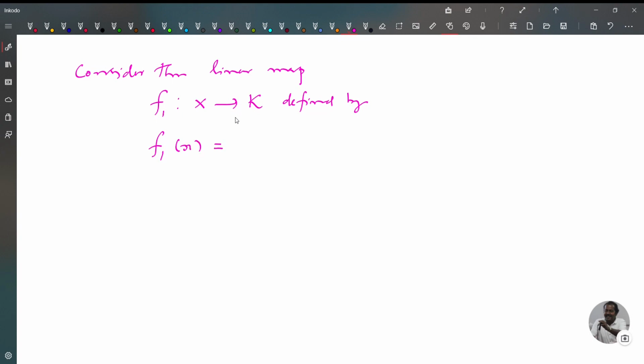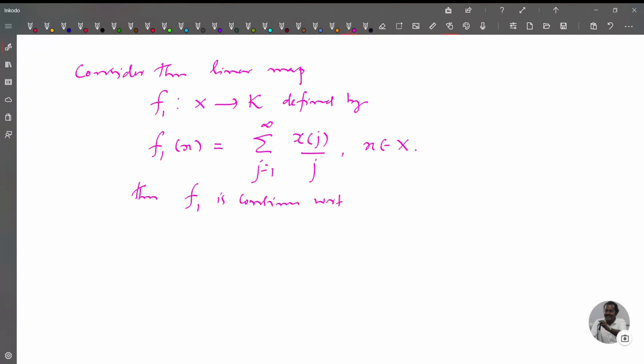Now we have another example. Consider the linear map f1 from X to K defined by f1 of x is equal to sigma j is equal to 1 to infinity x(j) divided by j, for x in X. f1 is continuous with respect to 2 norm on X, but f1 is discontinuous with respect to sup norm on X.